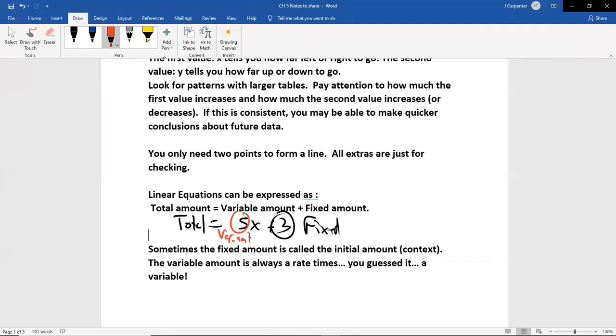And when you're dealing with real world context, the variable amount usually has the word per in it. So it'd be like $5 per ticket. It's not saying you just pay $5 no matter what. It's based on the number of tickets. It's an independent-dependent relationship.